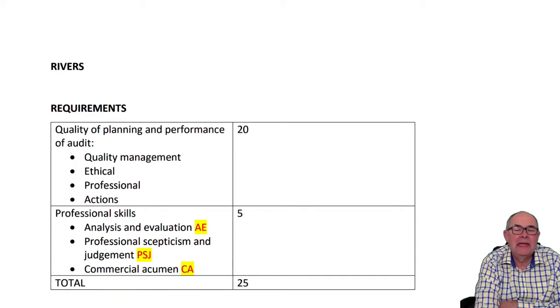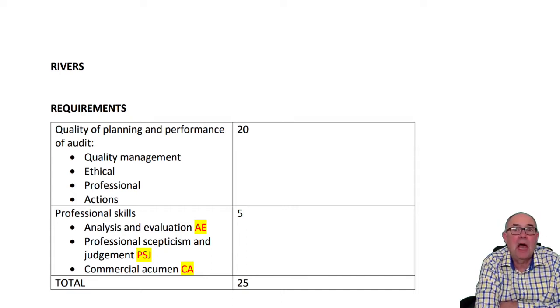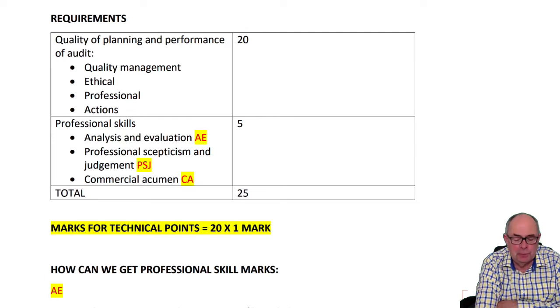What we will be doing is seeing where the technical marks come from, but also the professional skills marks, and also thinking about the way that you approach the question. In Rivers, the marks broke down into two parts, 20 for technical, that was not subdivided, and 5 for professional skills. The professional skills being examined were analysis and evaluation, which I am abbreviating to AE, professional skepticism and judgment, which I'm abbreviating to PSJ, and commercial acumen, which I'm abbreviating to CA.